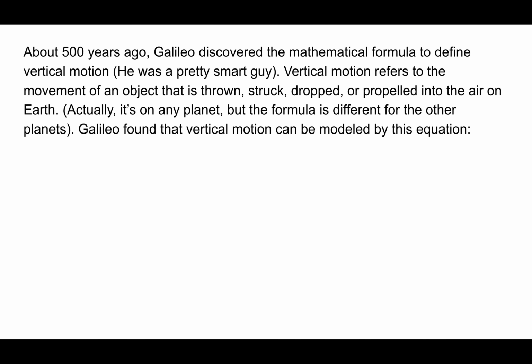So about 500 years ago, Galileo discovered the mathematical formula to define vertical motion. He was a pretty smart guy. Vertical motion refers to the movement of an object that is thrown, struck, dropped, or propelled into the air on Earth. Actually, it is on any planet, but the formula is different for other planets. So Galileo found that vertical motion can be modeled by this equation: y equals negative 16x squared plus vx.